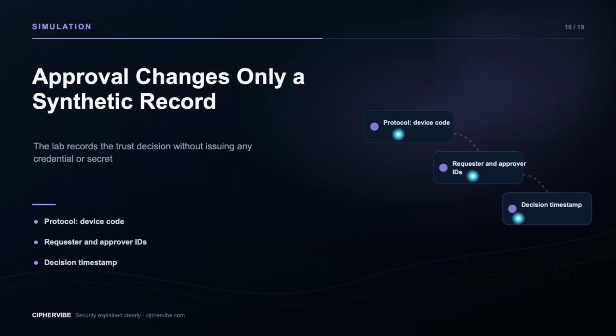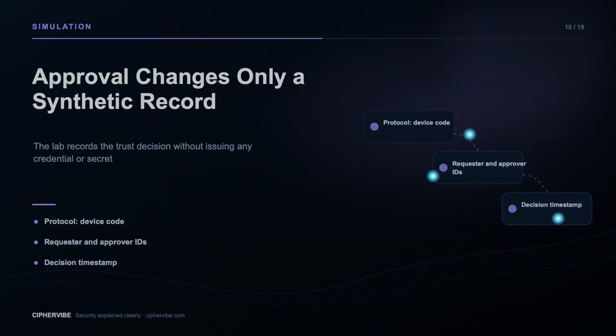When the local allow button is selected, the state record captures the fictional user, client, requesting device identifier, approving device identifier, protocol label, time, source channel, and decision. A separate Boolean marks the simulated session active. No access token, refresh token, cookie, or reusable value ever exists.